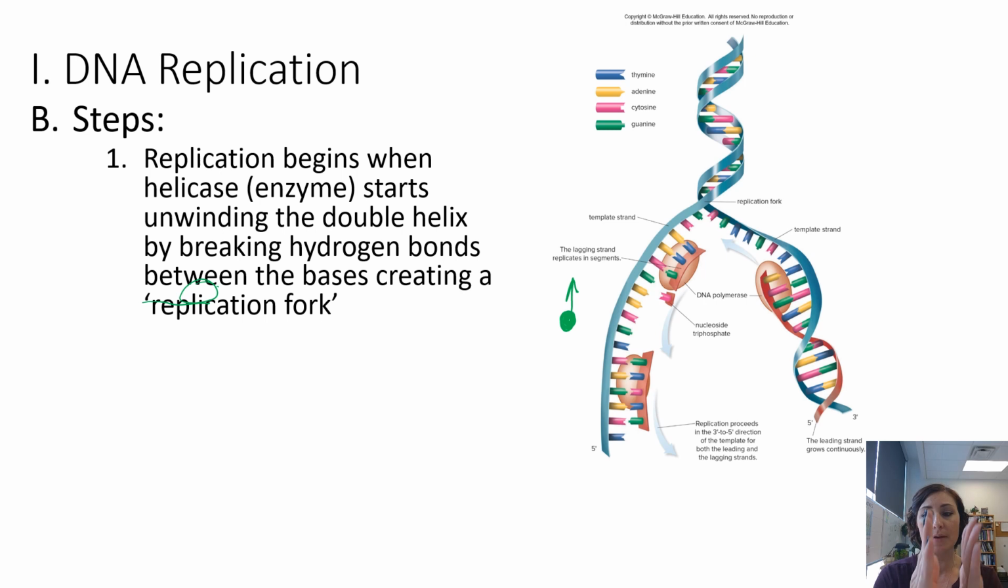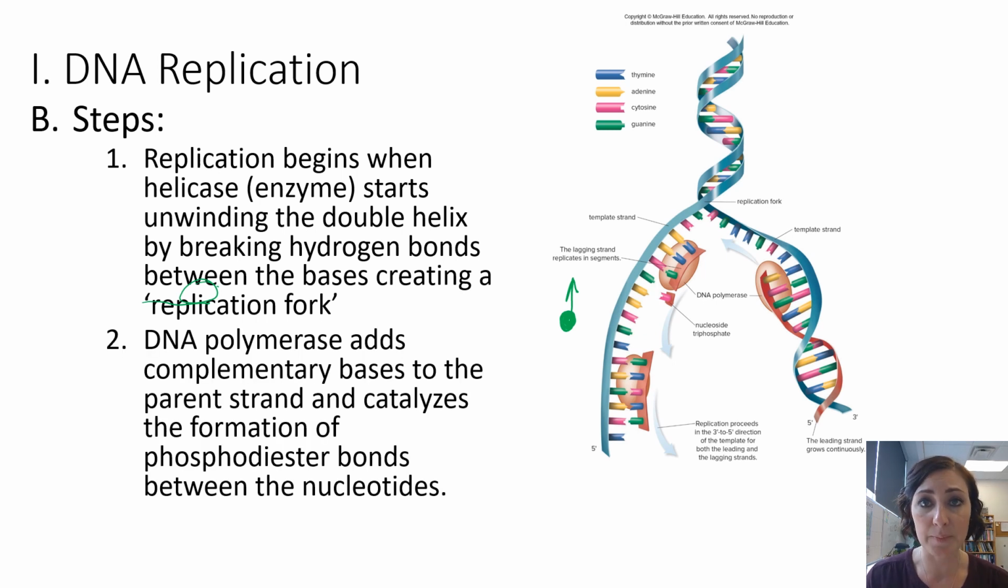And the reason it's called a replication fork is because your two strands are together, and then the enzyme comes up and it separates those strands. Or it, if you will, unzips those genes from each other. So we need helicase to unwind and to separate the two sides of our DNA from one another.